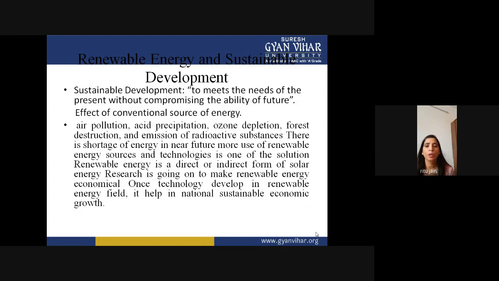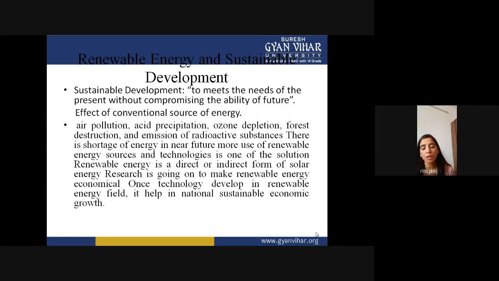Now we come to the point of what sustainable development is. Sustainable development is to meet the needs of the present without compromising the ability of the future. So sustainable development means we are fulfilling our present requirements in a way that does not affect our future. So this is sustainable development.